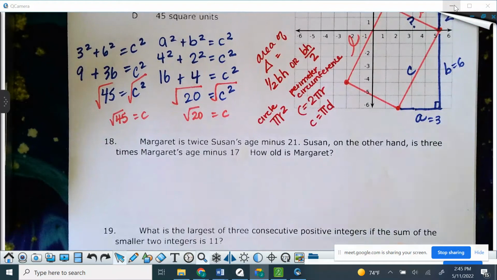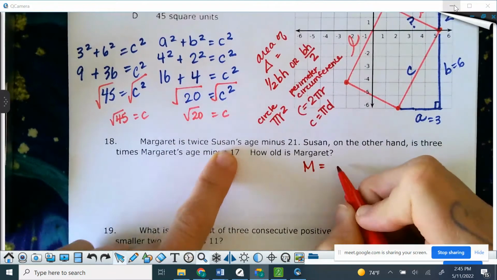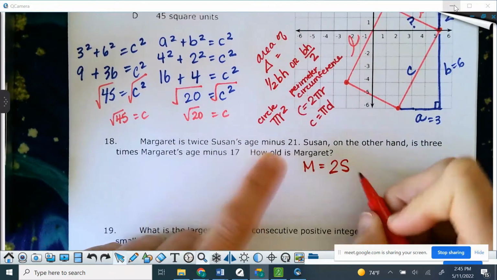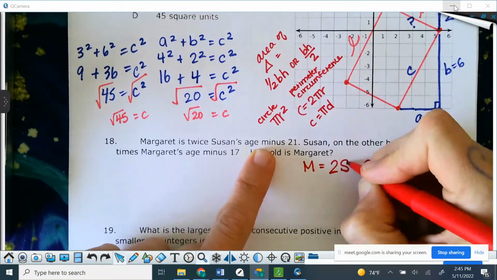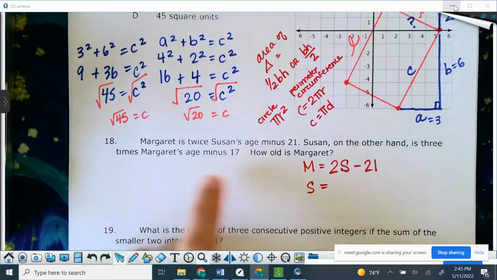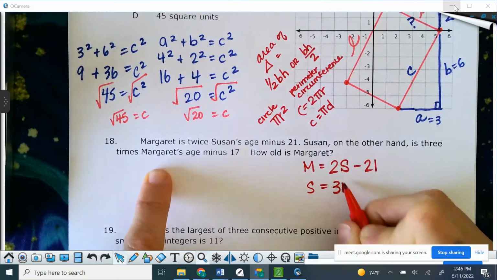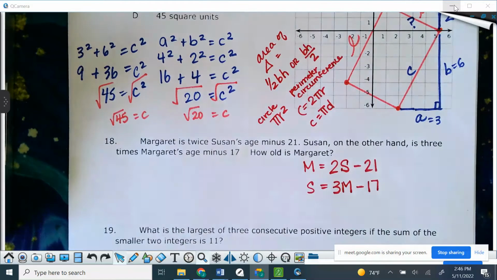All right, so Margaret is twice Susan, so 2s minus 21. You okay with that one? Oh, this looks like an S, not a 5. Susan is equal to 3 times Margaret's age minus 17. Now, in my opinion, substitution is going to be the easiest way to go about this.